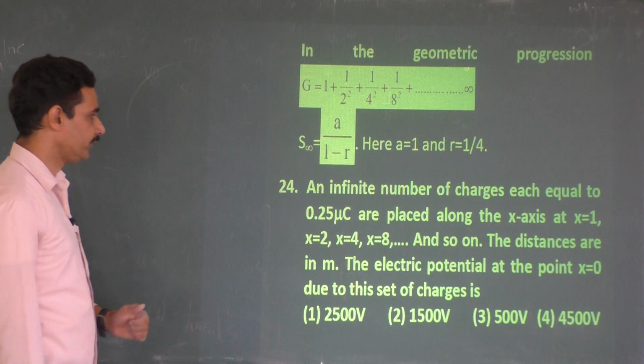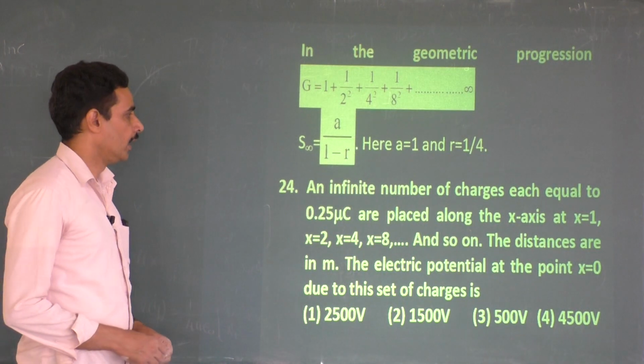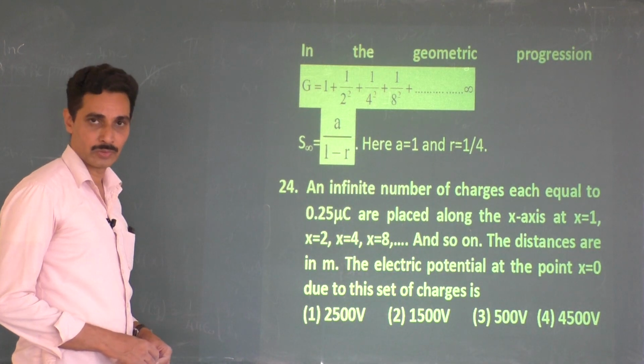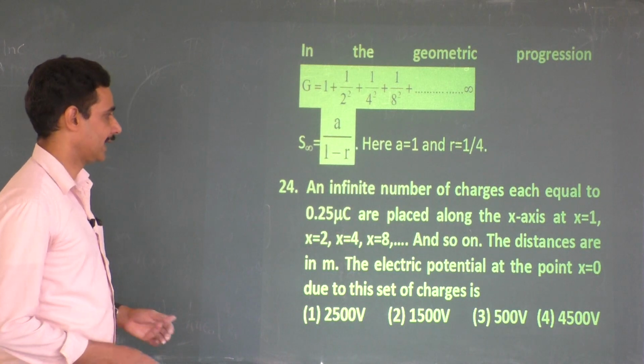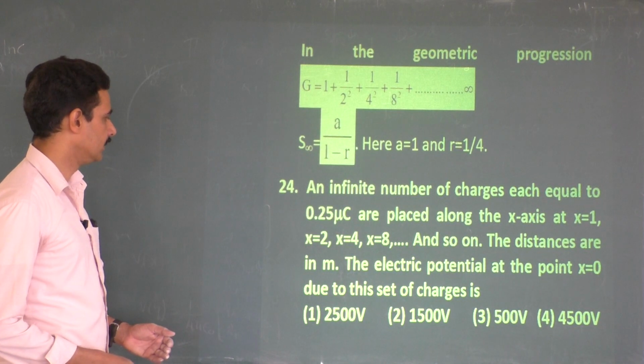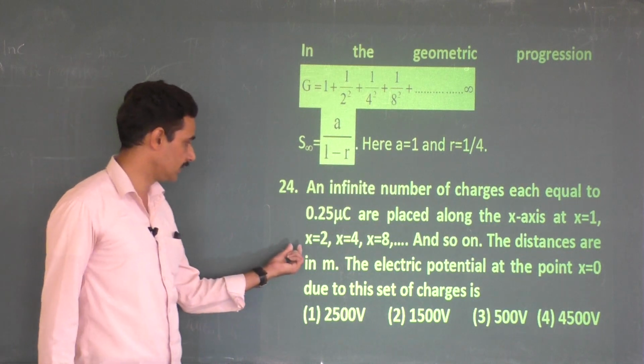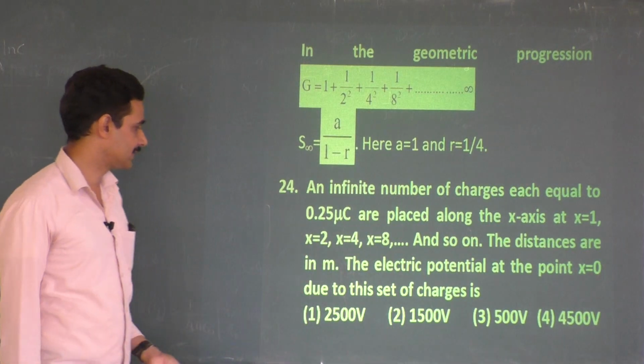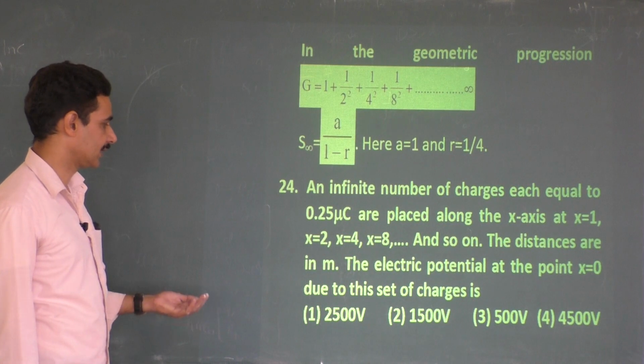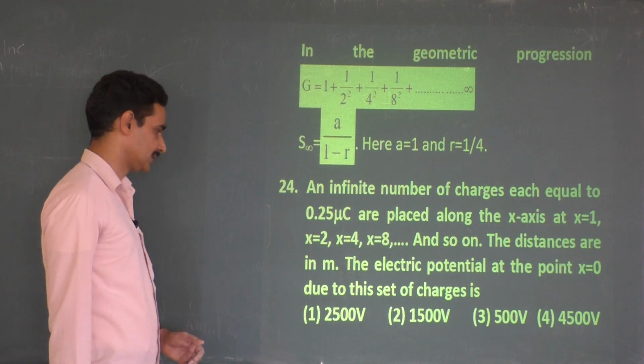24. An infinite number of charges, each equal to 0.25 microcoulomb, are placed along the x-axis at x equal to 1, x equal to 2, x equal to 4, x equal to 8. You see the distances 1, 2, 4, 8 and so on. The distances are in meters. The electric potential at x equal to 0 due to all these charges is?